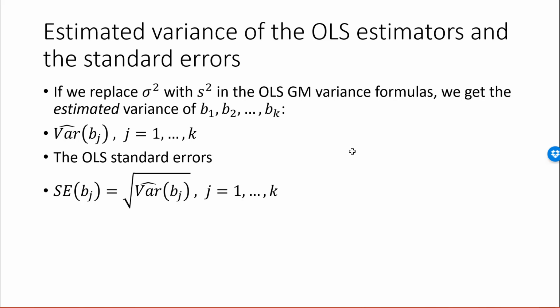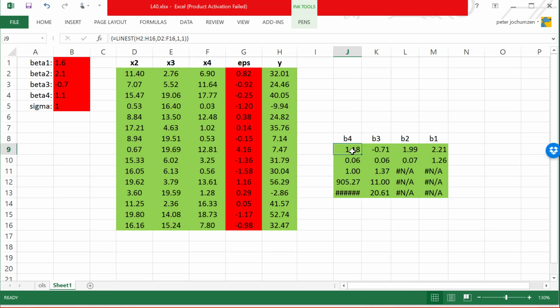Typically, econometric packages provide you with standard errors. Obviously, if you have standard errors, you can easily get the estimated variances by just squaring the standard errors, but the standard errors are typically more useful than the estimated variances, so it makes sense to print those instead. If you do Excel, they're always printed in the second row.